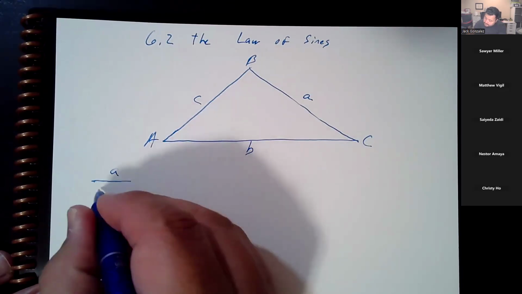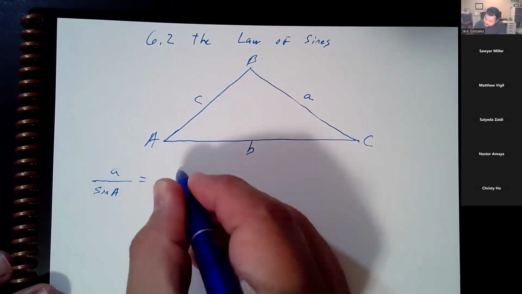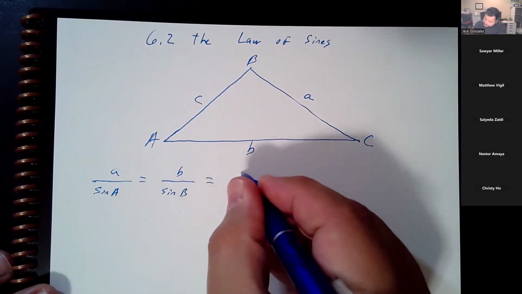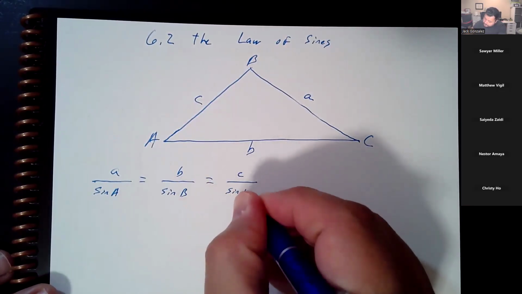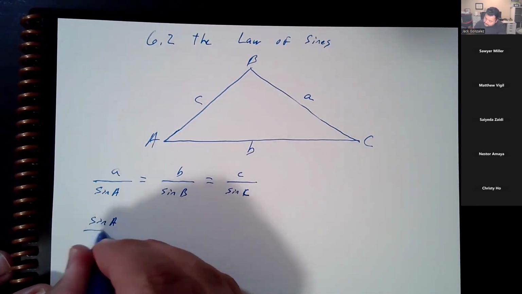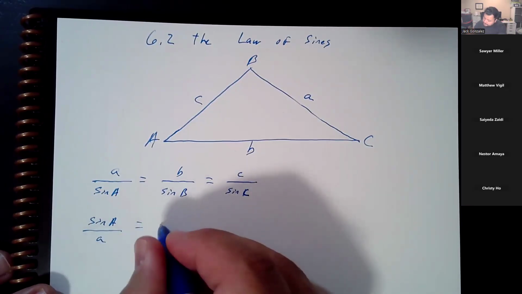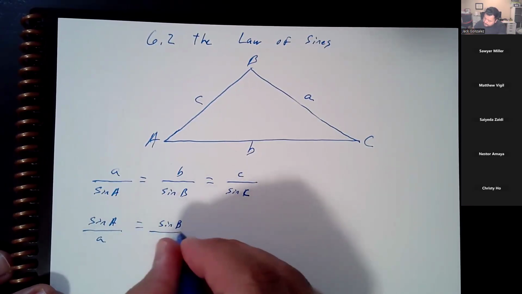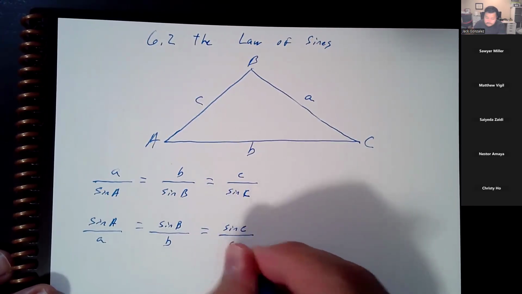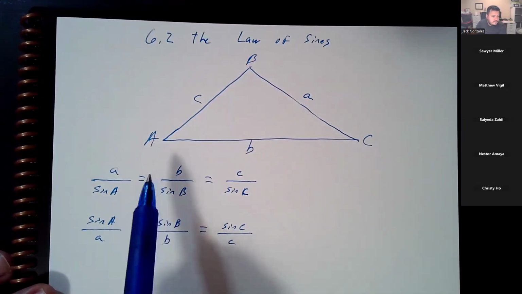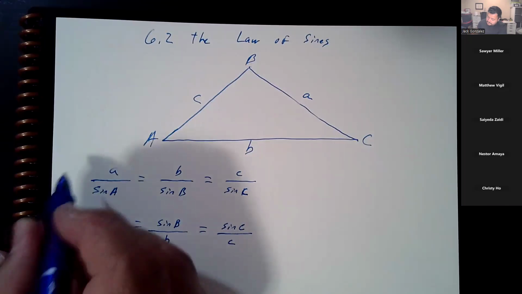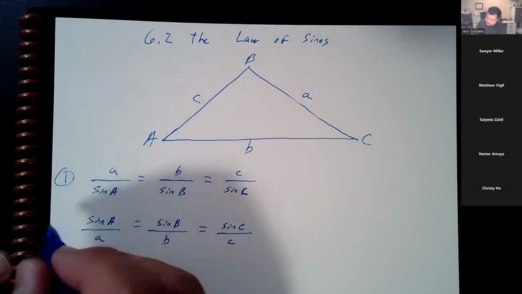A over sine A is equal to B over sine B. They are all equal to each other. Also, the reciprocals are equal to each other. So you can use the one that feels easier, depending on the situation, just to save a couple of algebra steps. So like if what you need is up top or on the bottom, then solve for it, right? So this is my first set, second set.